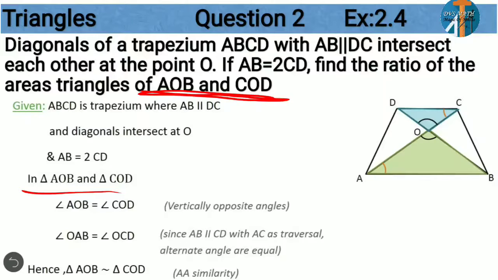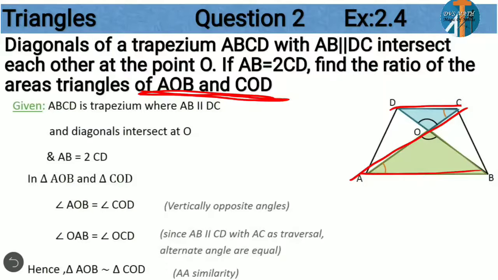First, angle AOB and angle COD are equal because they are vertically opposite angles. That you can give as the reason. Then AB is parallel to CD. If they are parallel, we can consider AC as a transversal, and if it is a transversal, their alternate angles are equal.